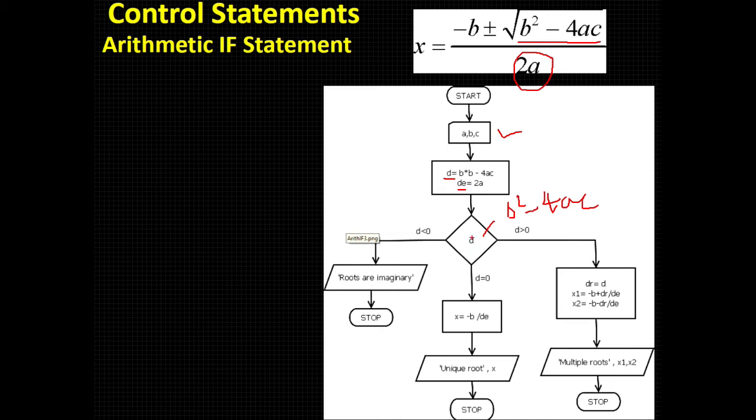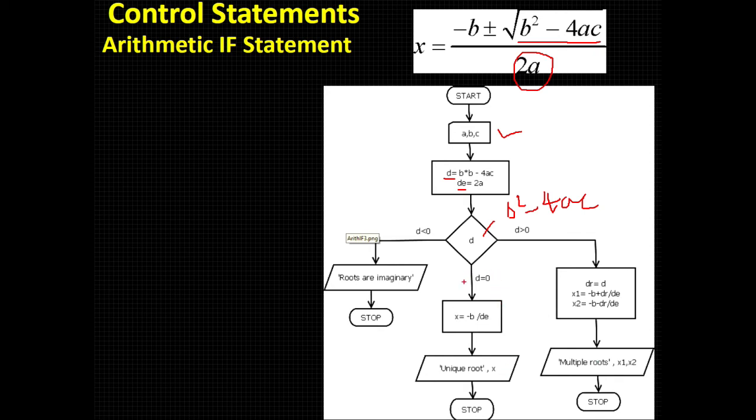Okay, so we will revise it quickly again. We will take the values of a, b, c from the user, then we will calculate b square minus 4ac and store it in d. Then we will calculate this 2a and store it in de. Then we will write the arithmetic if expression. If the value of d is less than 0, meaning negative, it means the roots are imaginary. If the value of d is equal to 0, the root is unique, and if it is greater than 0, meaning positive, then there are two roots, and we will calculate them accordingly, right?